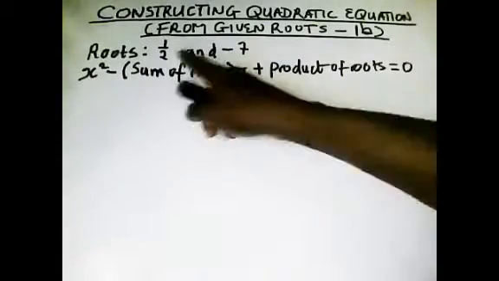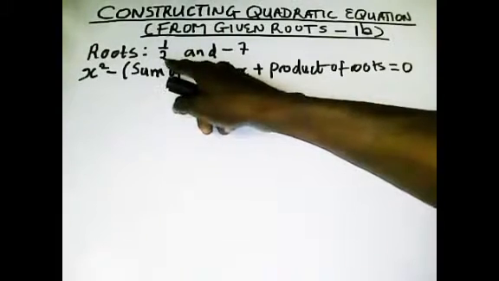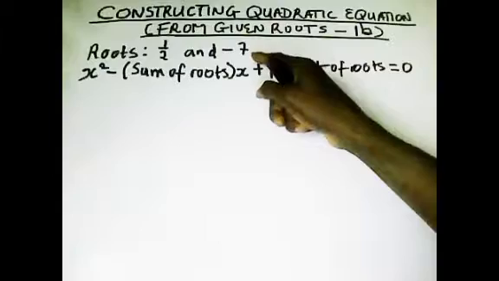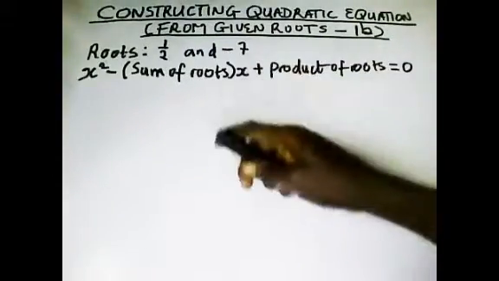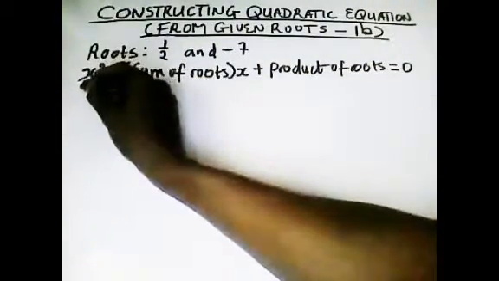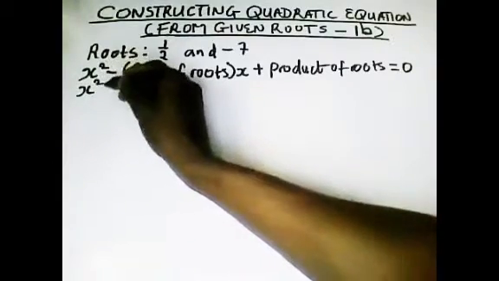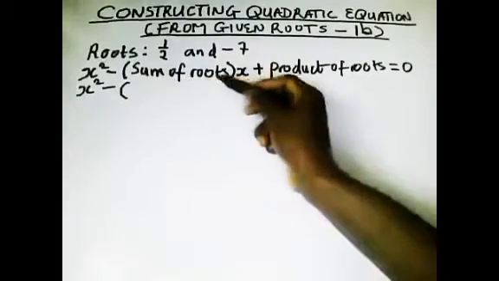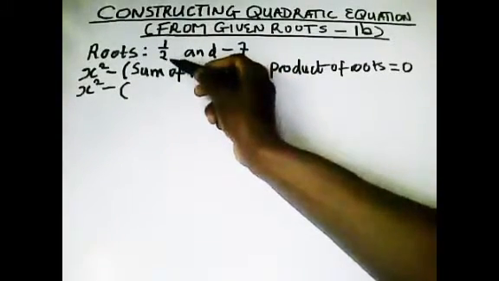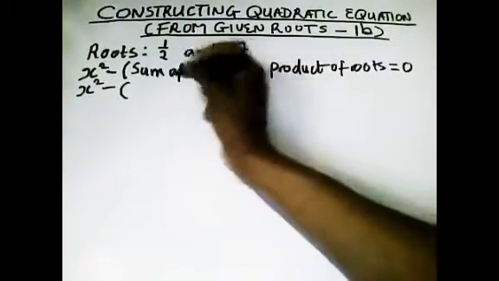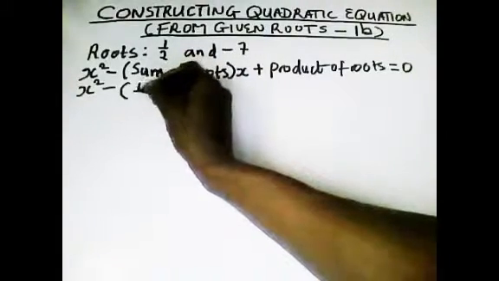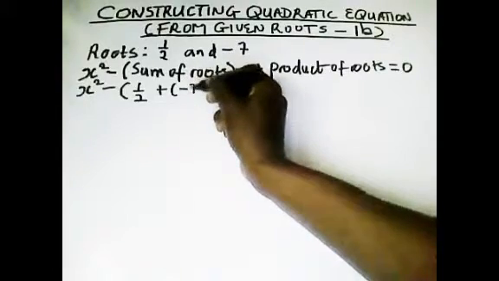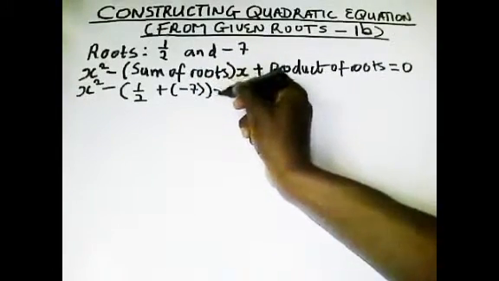So this is the formula that we make use of when we are constructing a quadratic equation from given roots. Now the roots that are given: the first root is a half and the second root is minus 7. So how do we go about this question? Now we come down to this place, we say x squared minus, take a look at the sum of roots. The sum of roots means you are adding these two roots that are given to us. So here we say 1 upon 2 plus open bracket minus 7. Then we close the bracket and put our x.